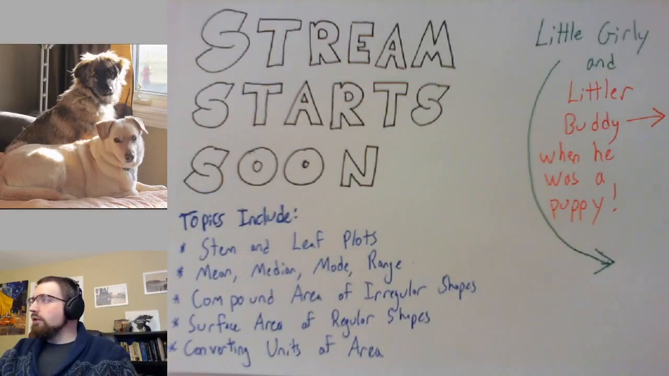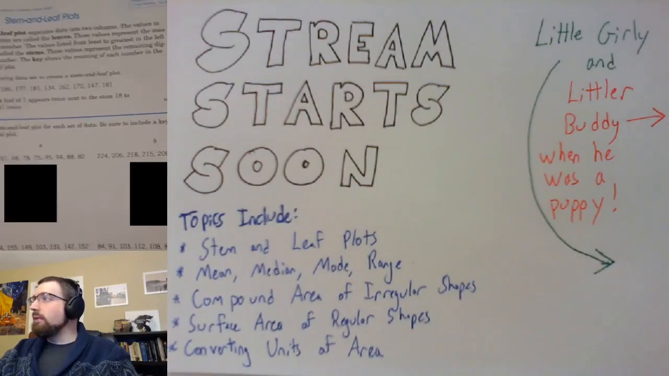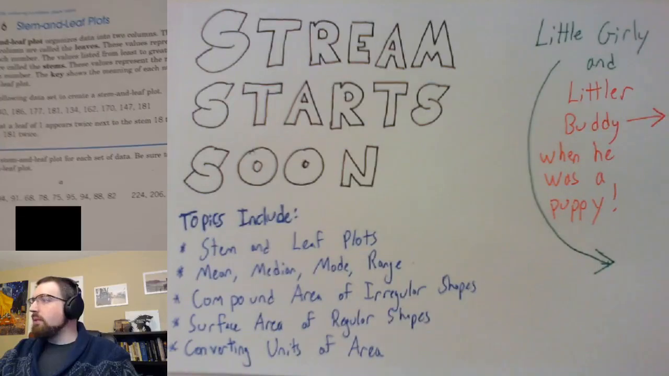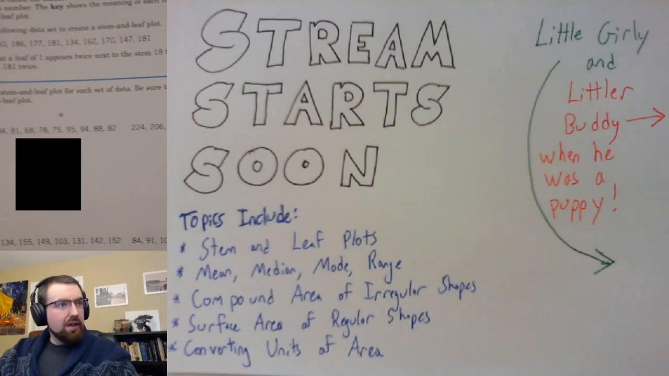Okay, but I'm going to bounce over now to some questions from Prism Math Blue on stem and leaf plots. The page is a little bit blurry up there in the corner. Don't worry too much about that though, because all I really need from it are these numbers, right? And I'll show you how to do a stem and leaf plot.